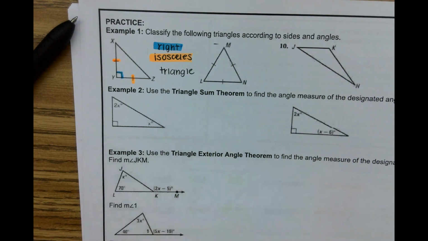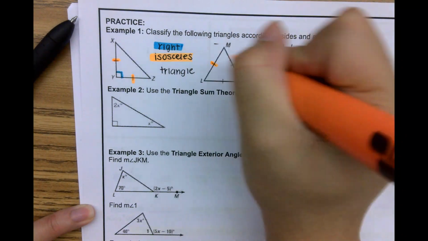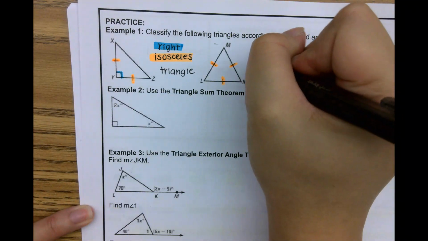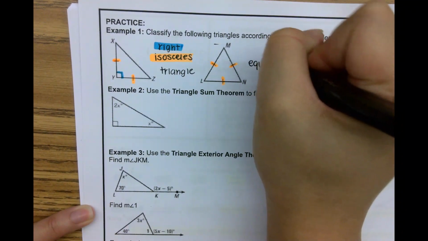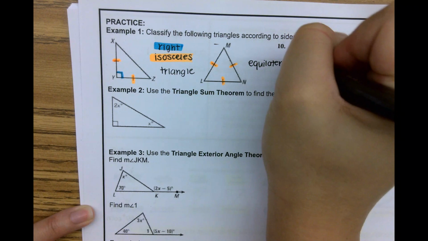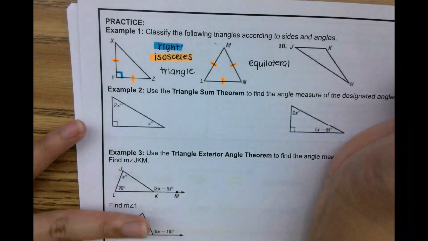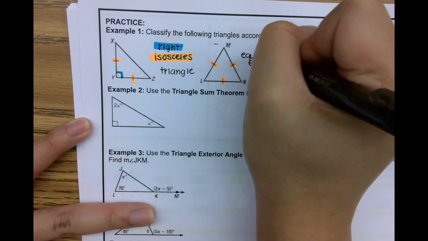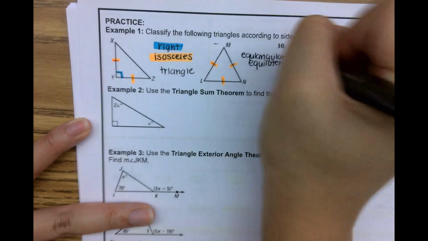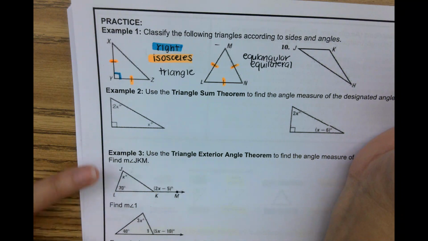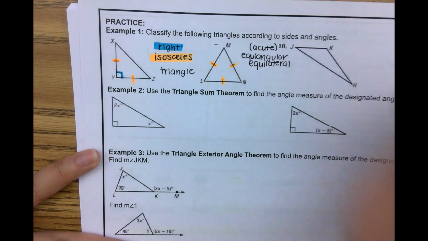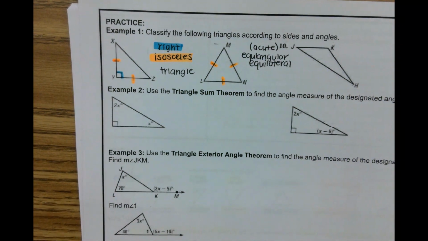Looking at the next one here, I see that I have three congruent sides, which makes it an equilateral triangle. Because it is equilateral, it is also considered equiangular. And equiangular triangles are also acute triangles. However, not all acute triangles are considered equiangular.